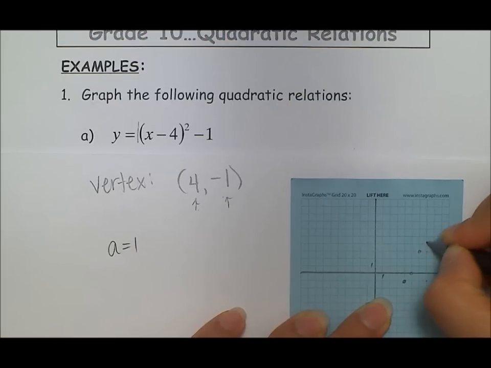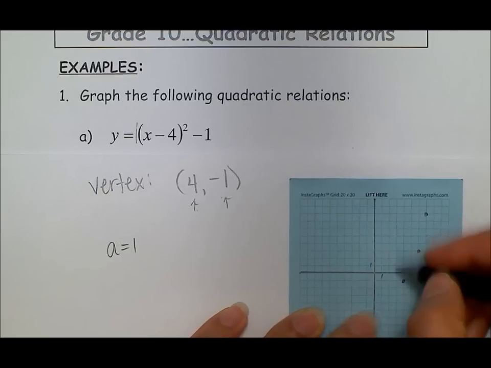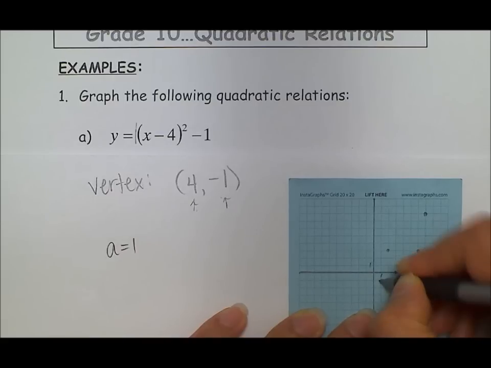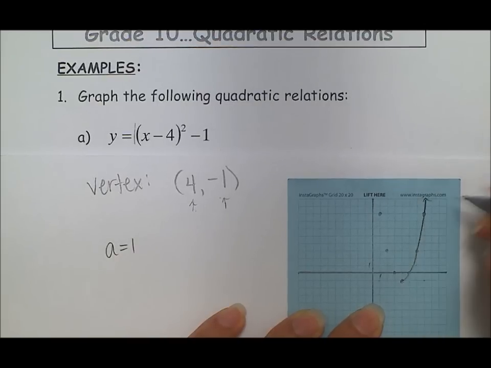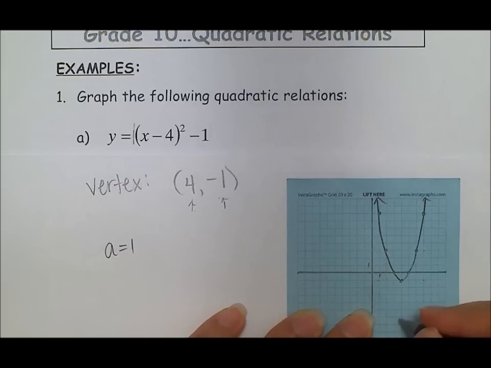5, 6, 7, 8, 9. And remember that a parabola is symmetrical, so any shape of the graph that you have to the right of the vertex will look exactly the same to the left of the vertex. So over 1, up 1, back to the vertex, over 2, up 4, back to the vertex, over 3, and up 9. And there's the very symmetrical looking parabola that we need. Okay, again, don't forget to label your function, your quadratic relation. And there you have the first one done.